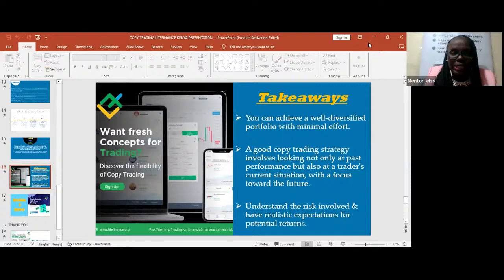Like when you want to copy someone, you don't just say, last year he had a very good profitability that was very consistent. And how about now? You need to look at the current situation with a focus on the future. If this person has been this way, you study the graph and you would see probably he is heading this way. How is this trader? Number 3, a takeaway from this session is that you need to understand the risk involved and have realistic expectations for the potential returns. Am I clear? Those are my 3 takeaways for you guys.